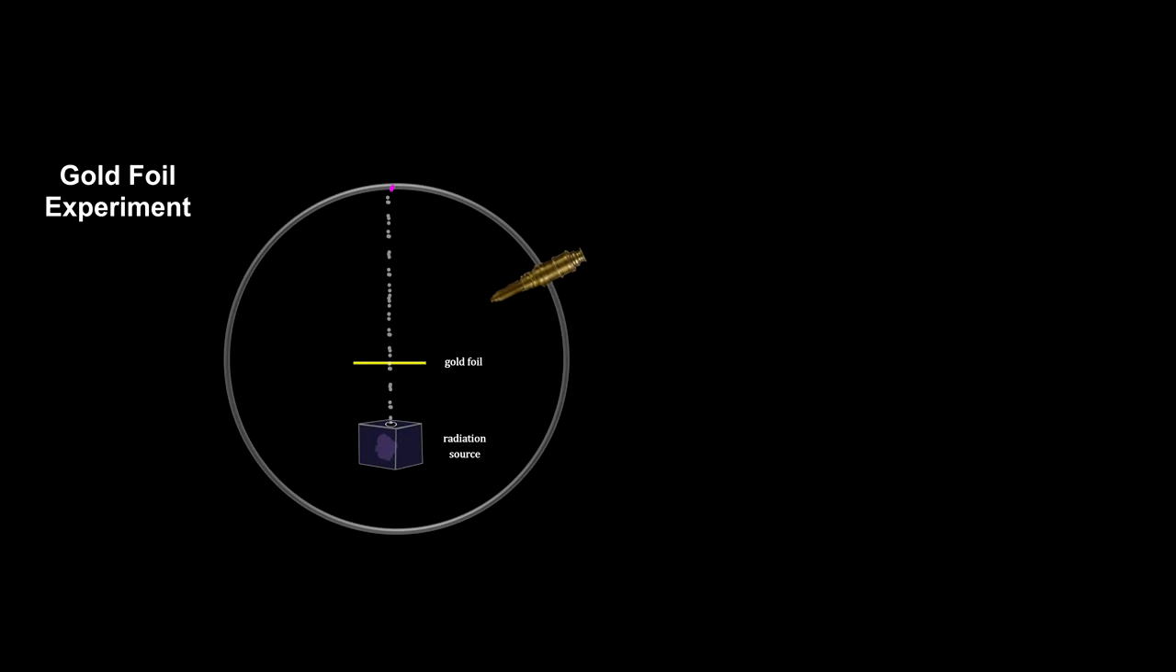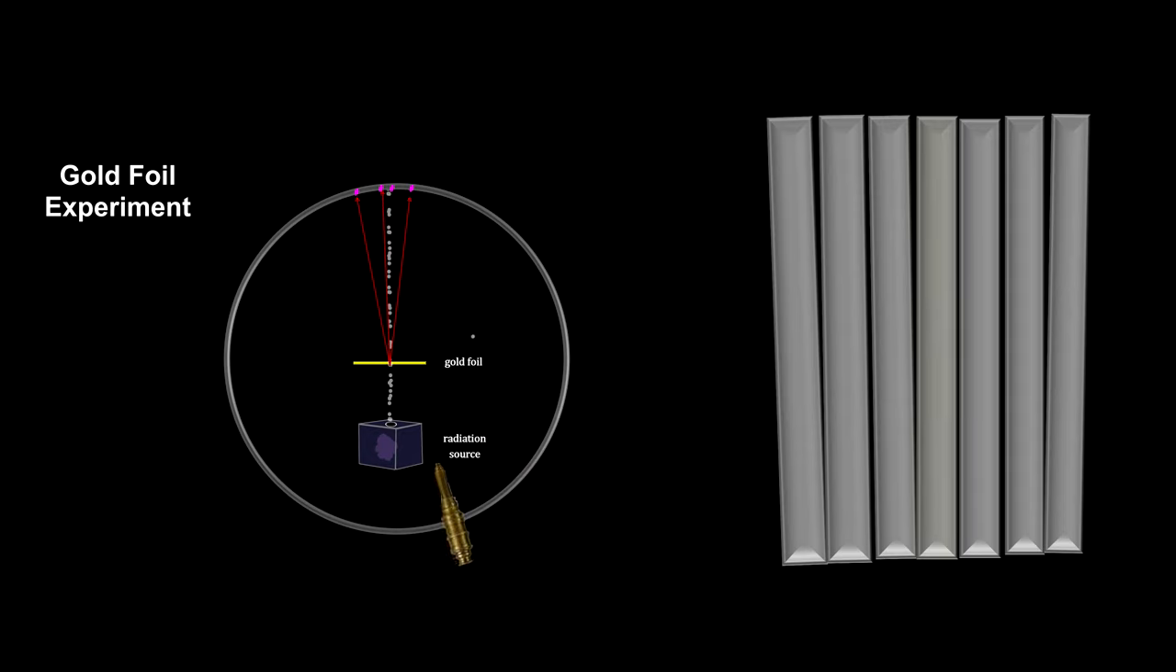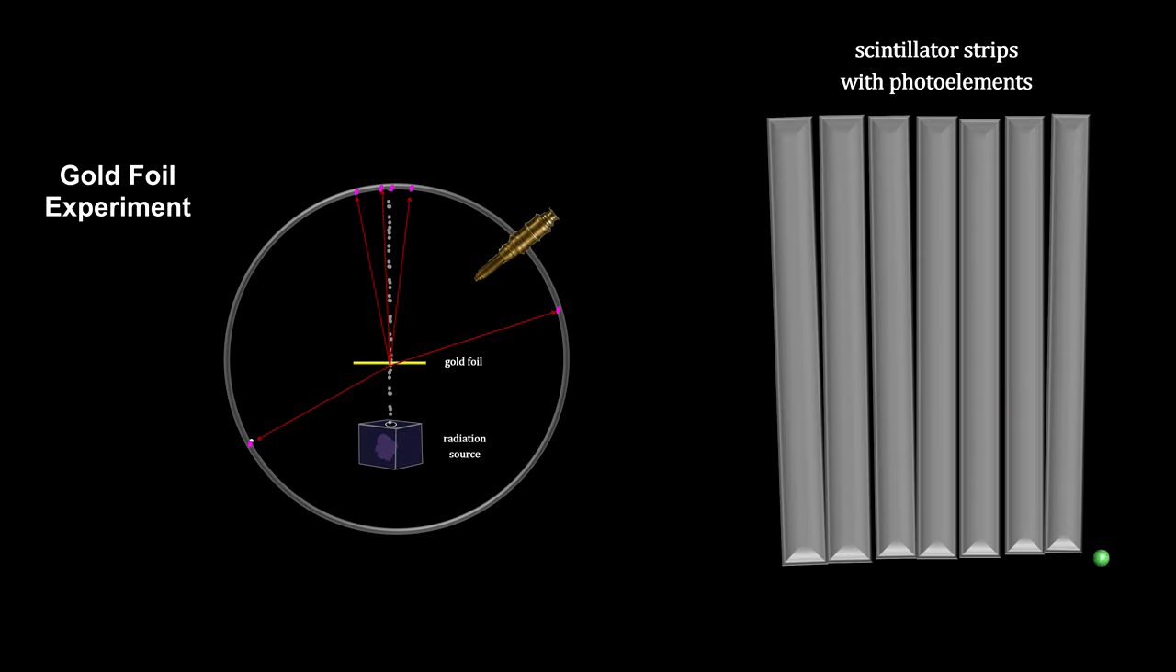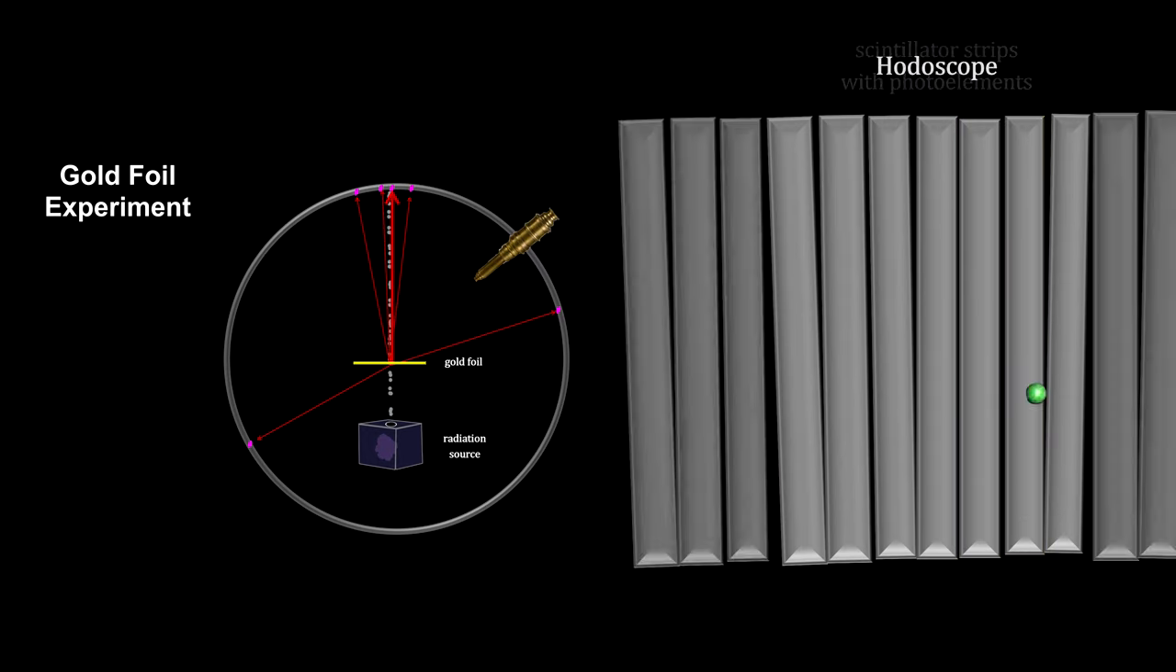The scintillator screen used by Rutherford covered the inside of the apparatus. He had to manually note the flash locations as he viewed them through the swiveling microscope. At SLAC, we partitioned the scintillator screen into small strips. Each strip has an attached photoelement that converts the flash into an electrical signal. This enables the sending of electronic location coordinates to a computer. This is called a hodoscope.